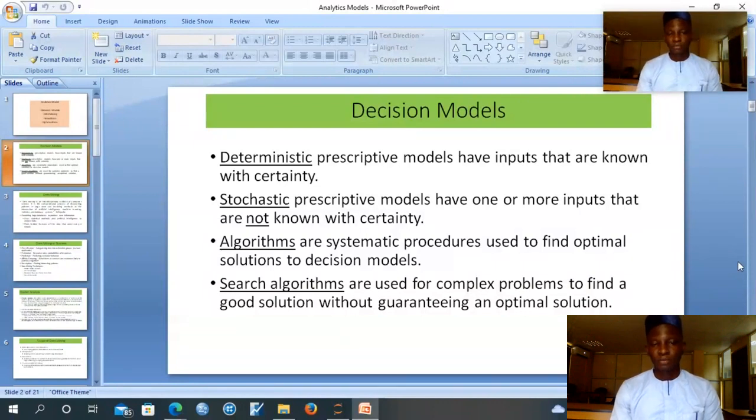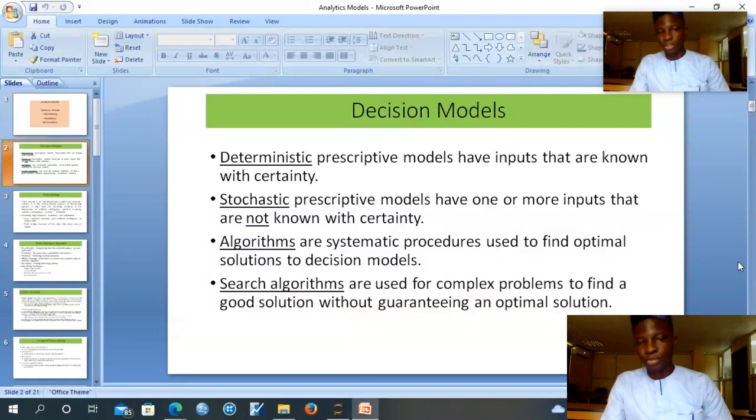We have algorithms, which are systematic procedures used to find optimal solutions to decision models. So this is a computer code that will repeat. Get the result, keep, get the result, keep. If it is 1000 times, you will repeat. Then out of all the results, pick the maximum or pick the minimum. So it is a procedure that you will repeat, or you will check. After you check, you now see, can we improve? If yes, then repeat. If no, then stop.